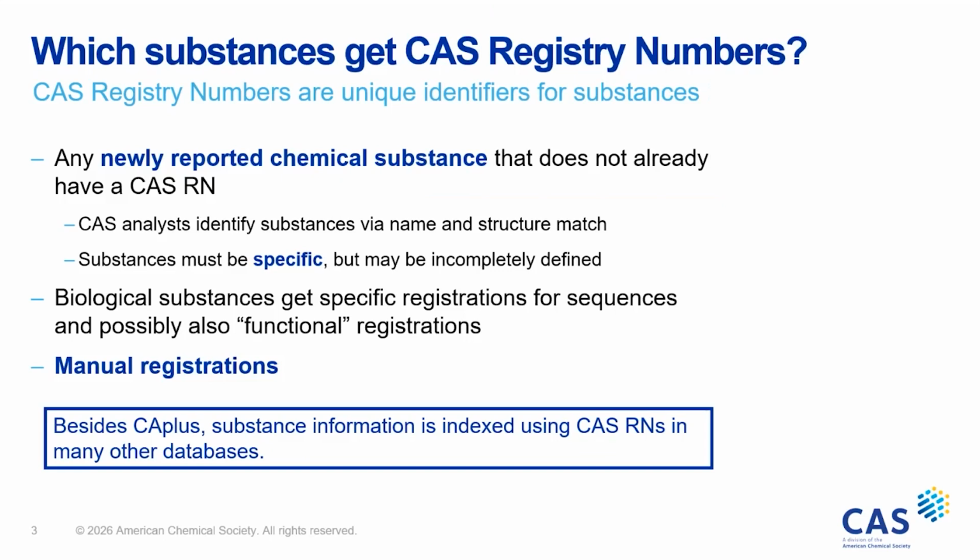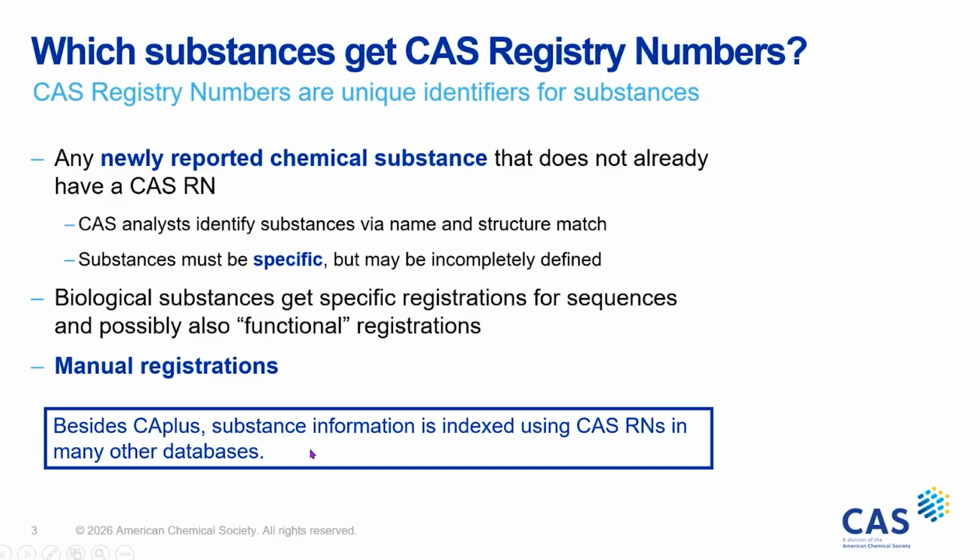Biological substances also receive specific registry numbers, including sequence-based registration and sometimes functional registrations. If you're wondering what functional registrations are, they may include substances such as enzymes, for example, lipase, which may not have a defined sequence or structure, but can still be identified through a registry number. Additionally, manual registrations also receive registry numbers. For example, if a chemical producer requires a registry number for shipping or regulatory purposes, they can apply for the manual registration of a substance.